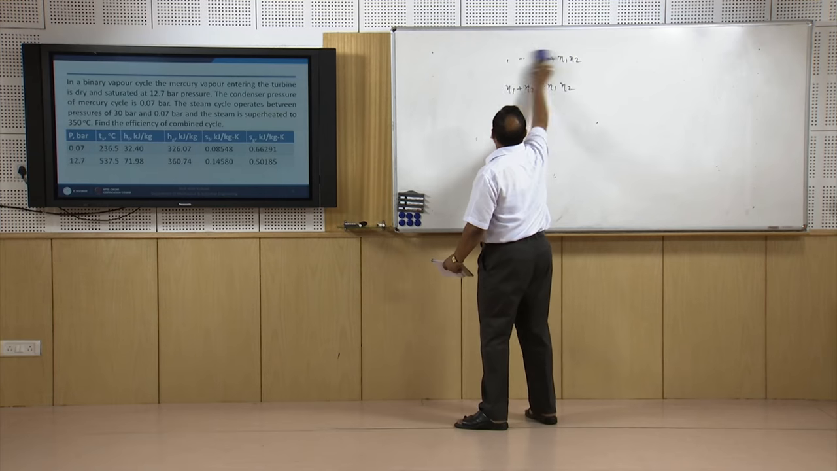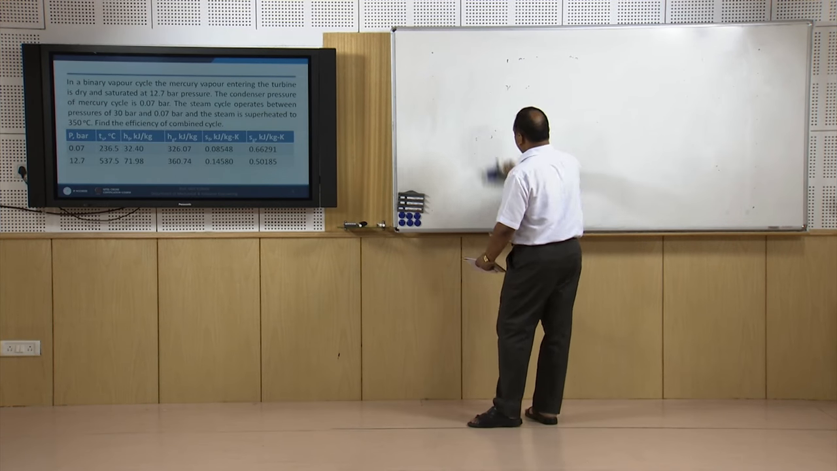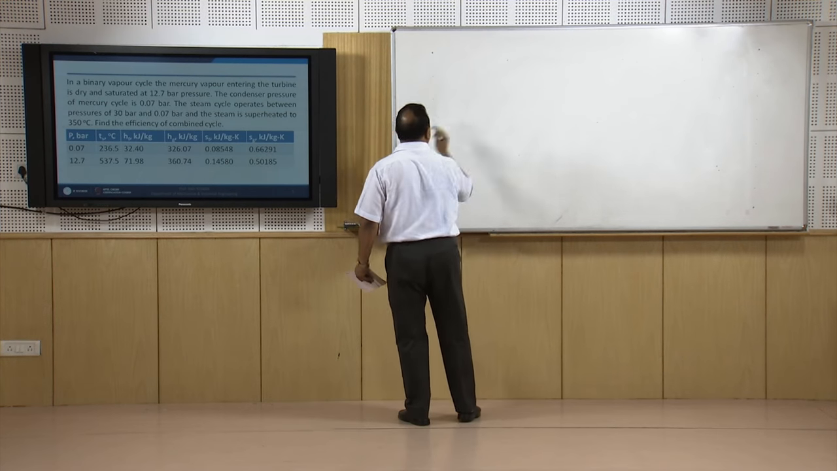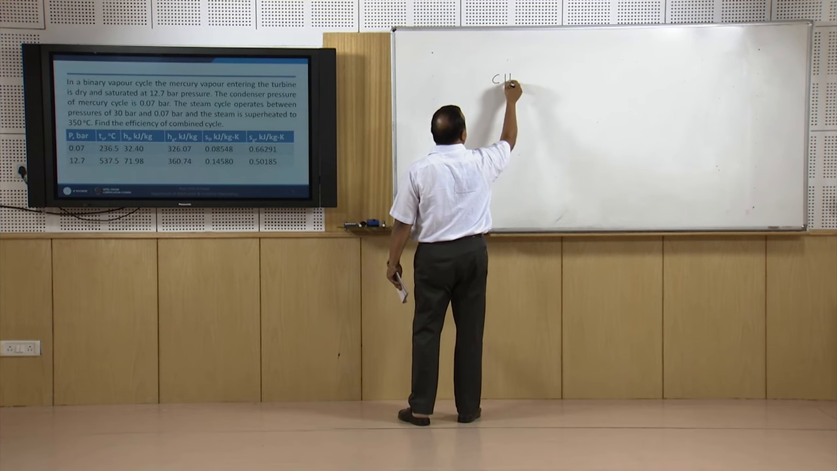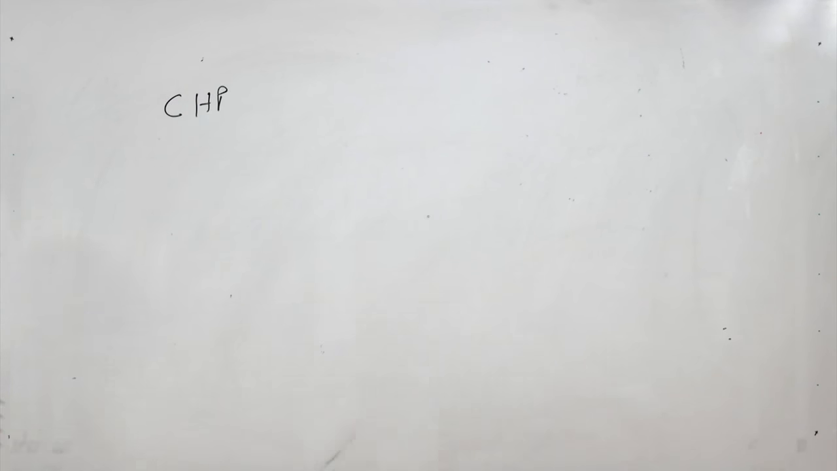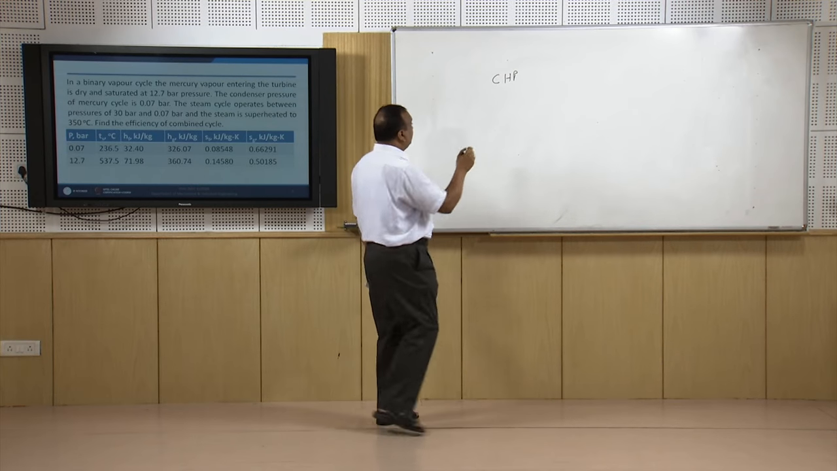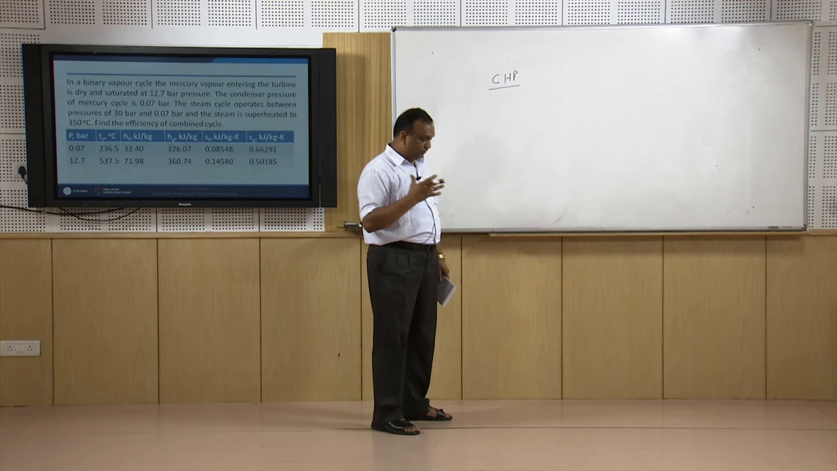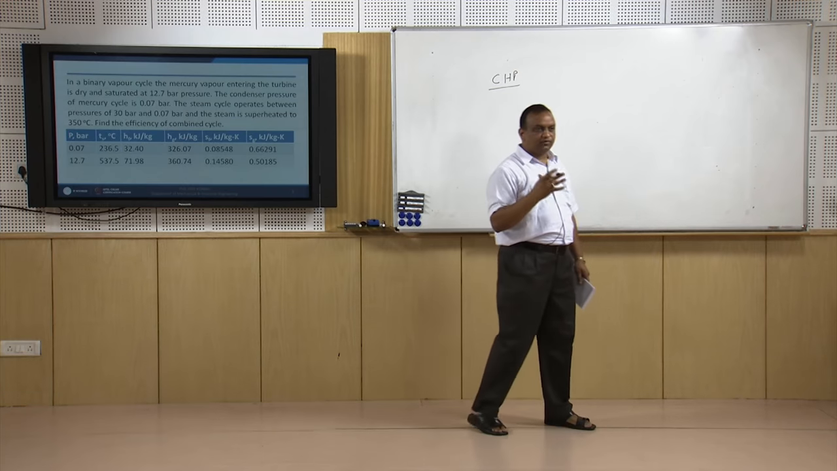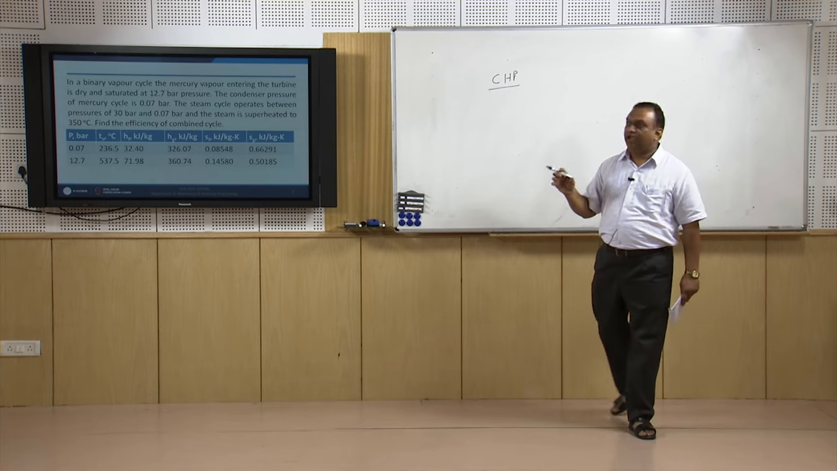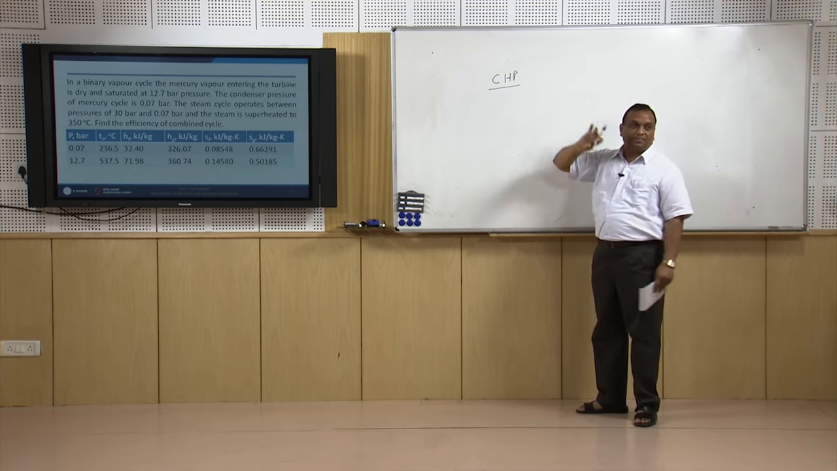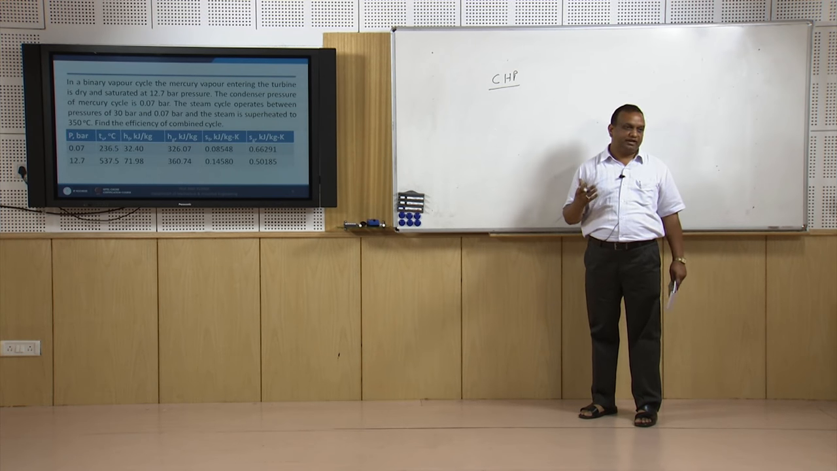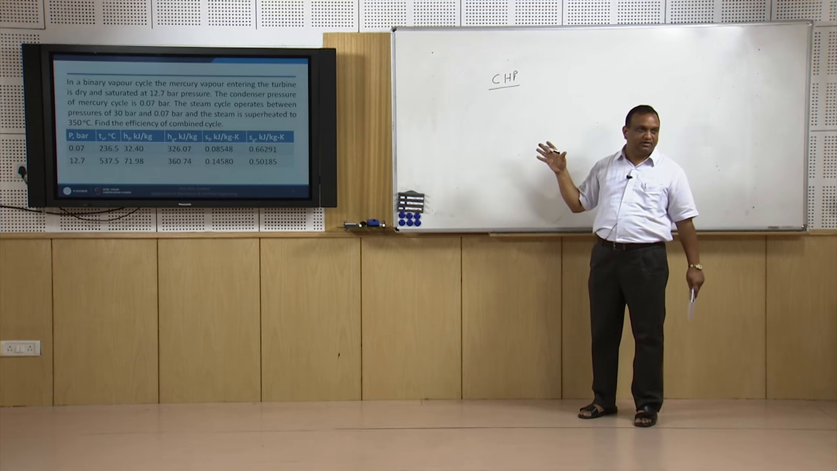So what is combined heat and power? It is known as CHP, combined heat and power. In CHP processes, in a single process, the work is done, we extract the shaft work from a turbine, and from the same process, the process heat is also taken. So heating is done and the work is done by the same process.